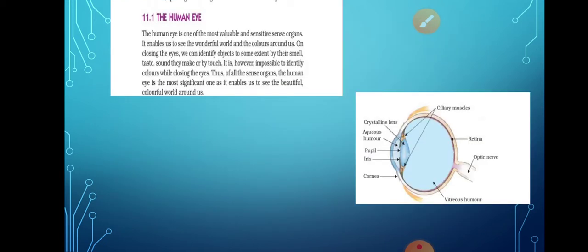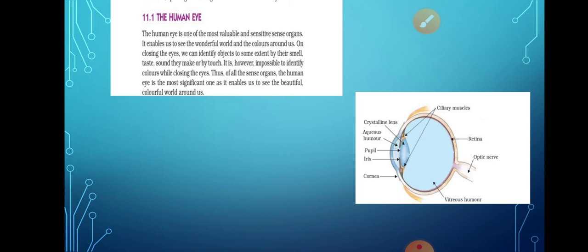So this is very simple structure of human eye, which consists the crystalline lens and ciliary muscles, aqueous humor, pupil, retina, optical nerve, cornea, and vitreous humor. These are the things which are in our eyes.